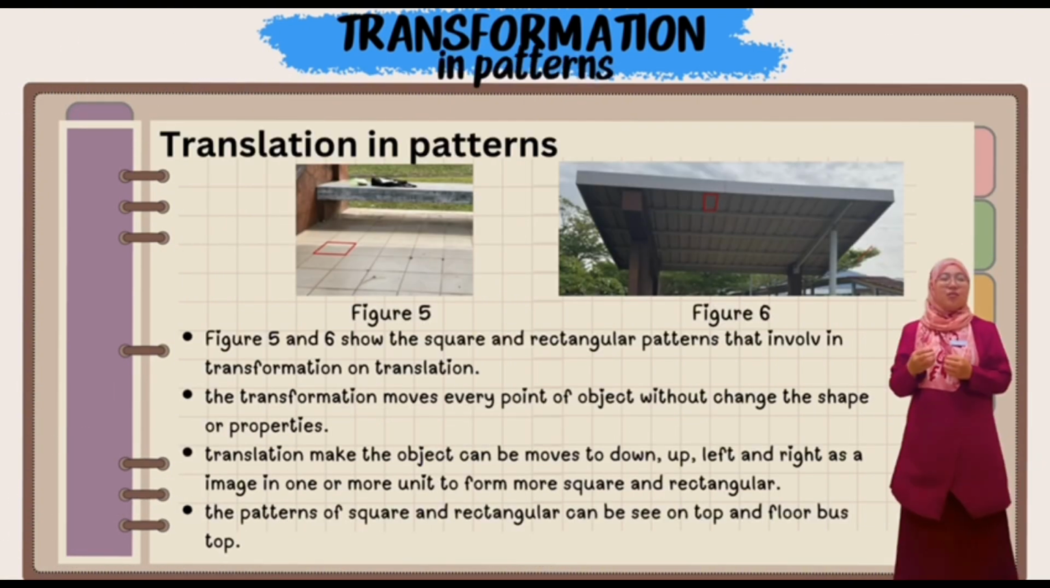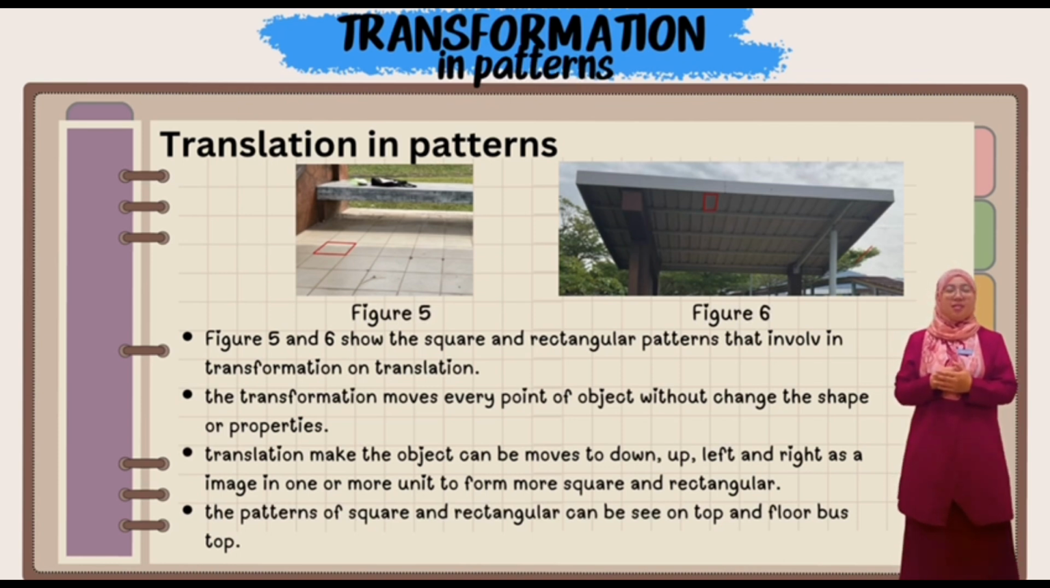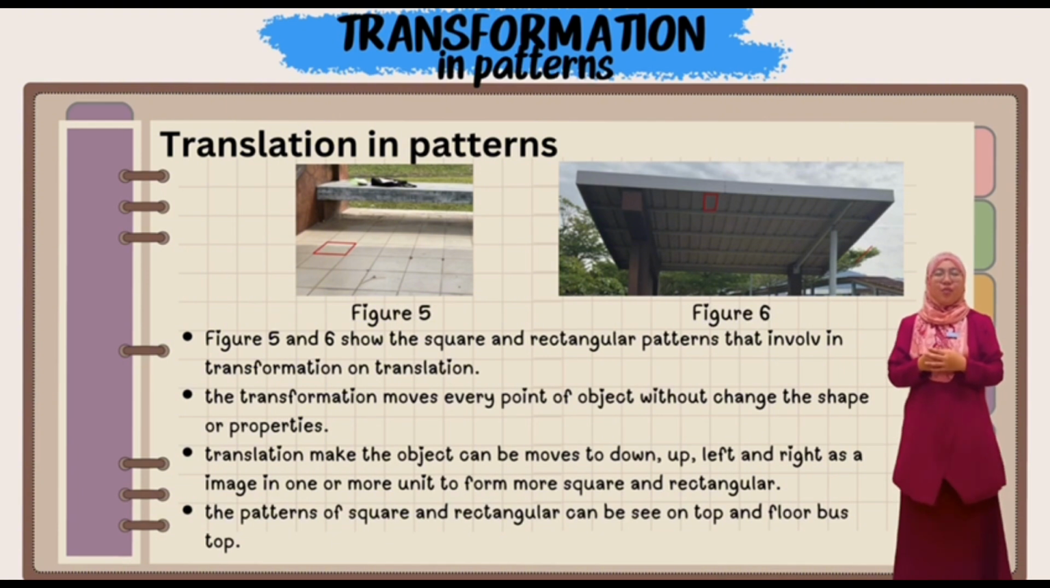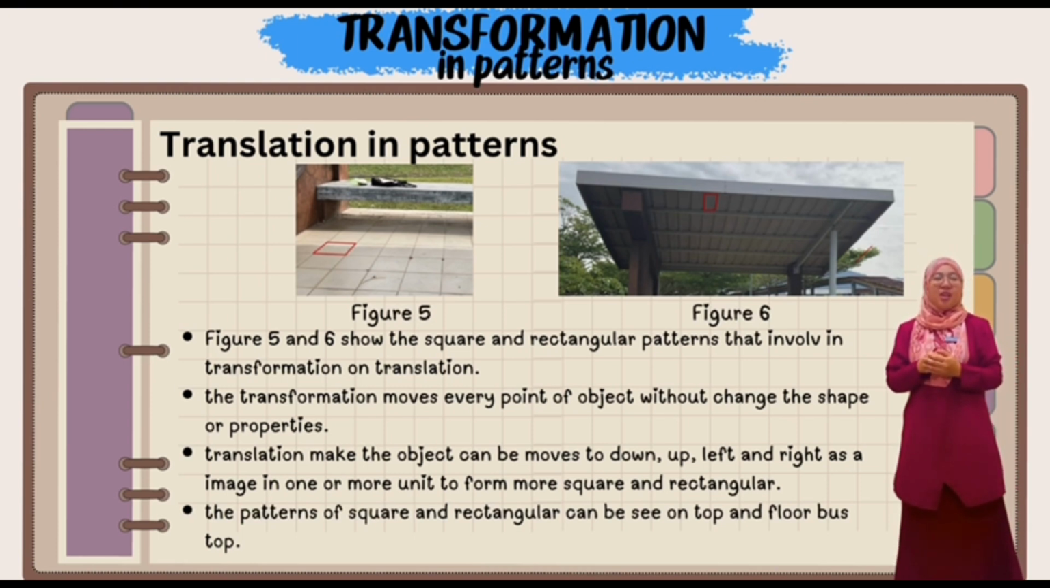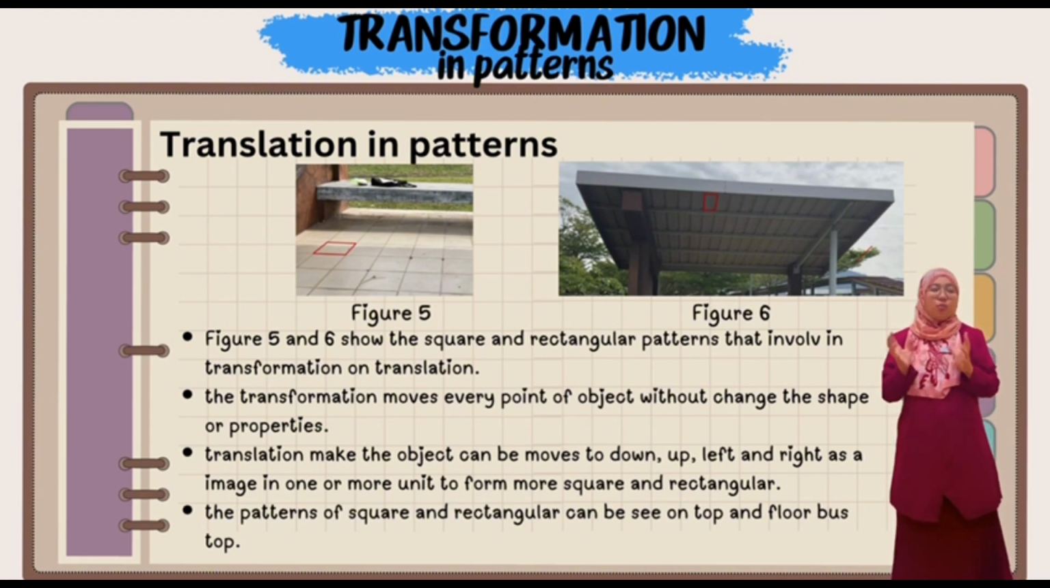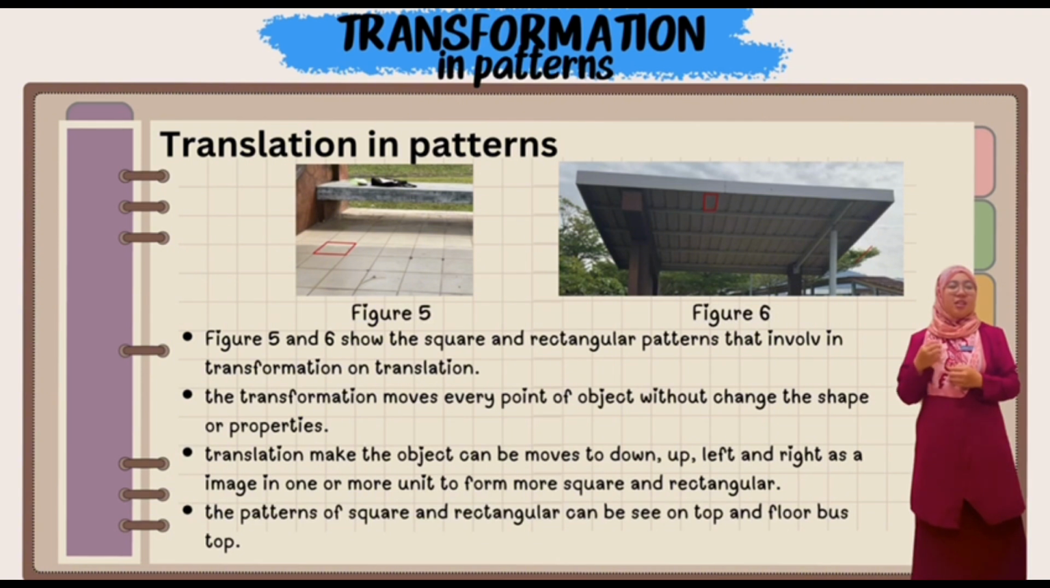We move to the next transformation, which is transformation in patterns. The transformation is translation in patterns. Figures 5 and 6 show how the square and rectangle patterns involve transformation by translation. This transformation will move every point of the object without changing the shape or properties. Translation makes the object able to be moved up, down, left, and right as an image by one or more units to form squares and rectangles. The pattern of squares and rectangles can be seen on the top and the floor of the bus stop.